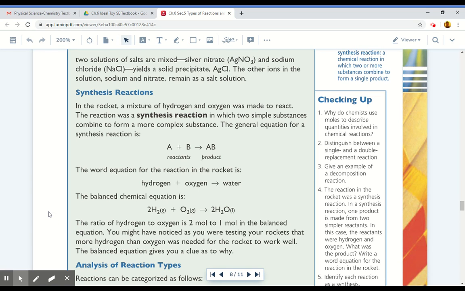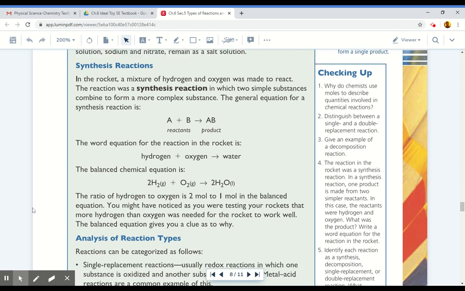The ratio of hydrogen to oxygen is 2 moles to 1 mole in the balanced equation. You might have noticed as you were testing your rockets that more hydrogen than oxygen was needed for the rocket to work well. The balanced equation gives you a clue as to why. Okay, so here's the hydrogen, and then here's the oxygen. All right.